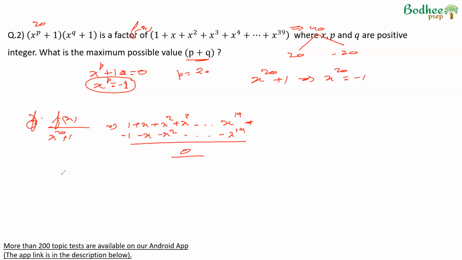Similarly, if I look at x raised to power q plus 1 being a factor of the expression till x39, we can say x raised to power q should be equal to -1. The next number that divides 40 is 10. So what we can do is distribute 40 into 10 parts such that for the first 10 terms, 1 plus x square till x9, we put x raised to power 10 equal to -1. x10 is -1, x11 is minus x, and so on till x19, which will be minus x9. After that, we'll have x raised to power 20, which will make this as 1.